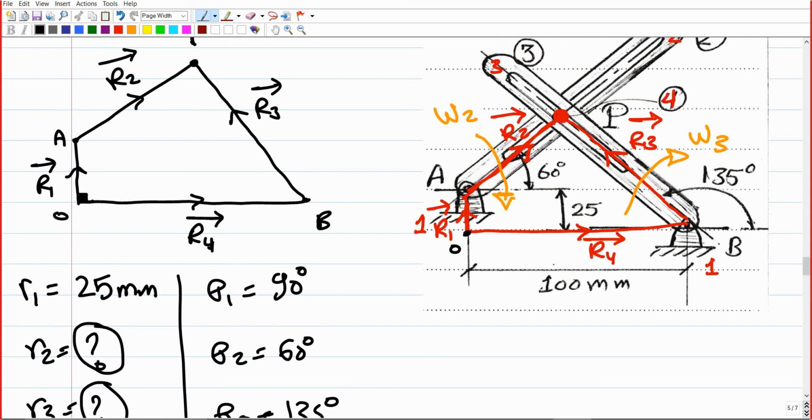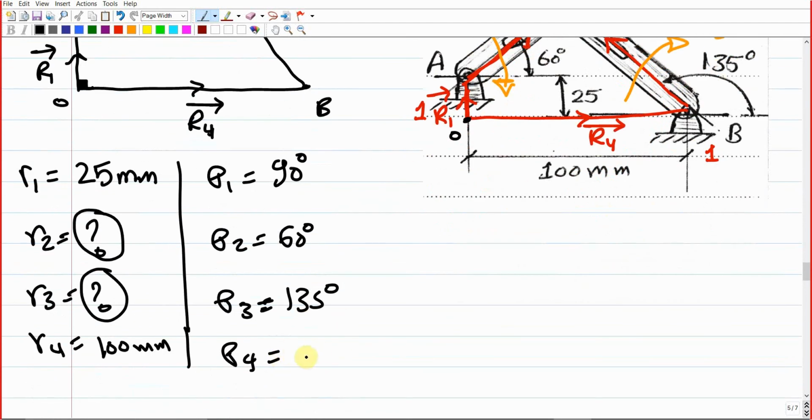This is the first time we see a problem where 2 angles are already given. Why? Because this is a 2 degree of freedom system. These 2 lengths work independently. So that's why he gave us 2 angles, and we can proceed. Make sense? Theta 4 is already 0 because it is horizontal going to the right.